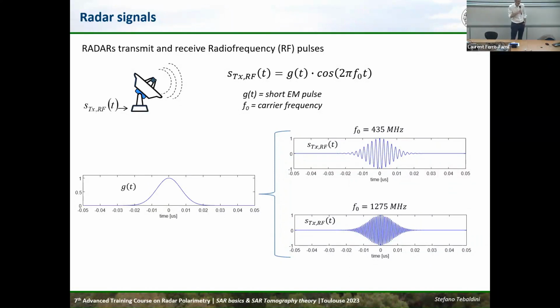What does it mean? Basically, you can build a radio frequency signal by taking any pulse. This is called g(t). Again, this is our very simple pulse. The amplifier is off, then it goes on, and then off again, but multiplied by a cosine. In this case, this is how the signal looks like with a frequency of 435 megahertz. This is how the signal looks like with a higher frequency.